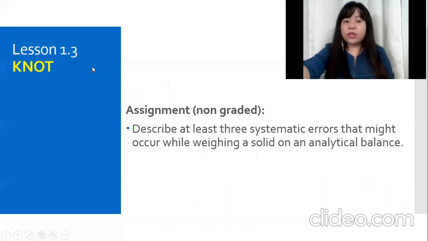Finally, for the not part, which is an assignment, still you'd have to include this in the same worksheet that was uploaded. So describe at least 3 systematic errors that might occur while weighing a solid on an analytical balance.